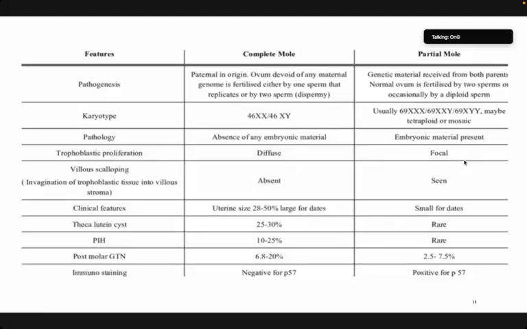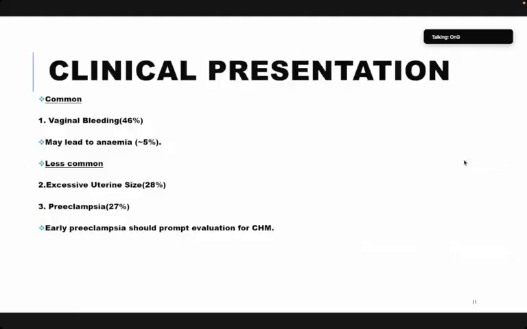And then there's a newer staining technique, which is immunostaining, and it's said that partial mole is positive for P57, whereas complete mole is negative. So this is basically to help you differentiate, once you've taken the specimen for histology, whether it's complete or partial mole.